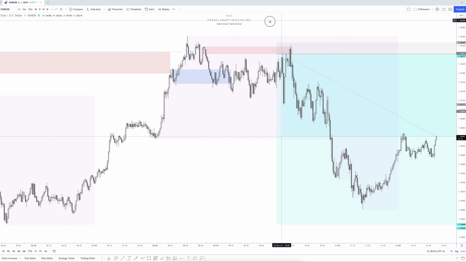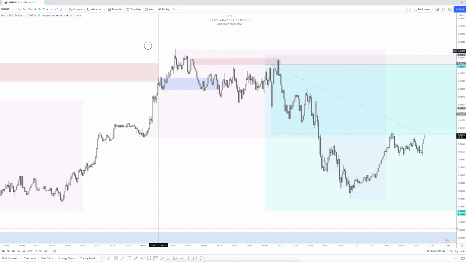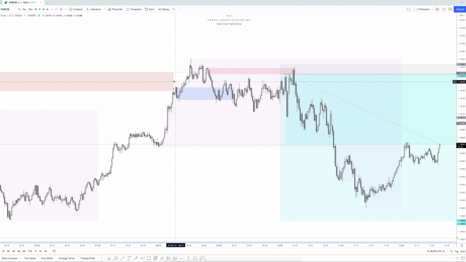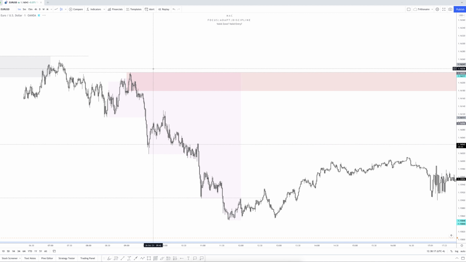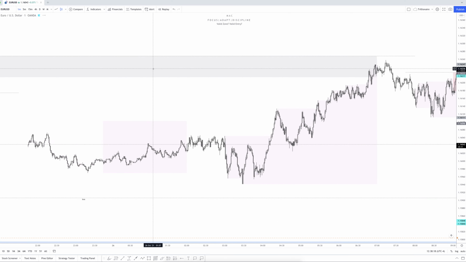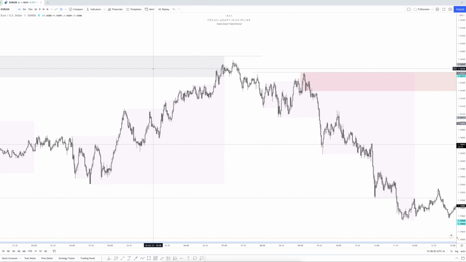So here was my entry on this trade. To the left, price did trade a little higher than the supply zone here. But if you go left, then you'll see that we actually have this area here. Whoa. There we go.